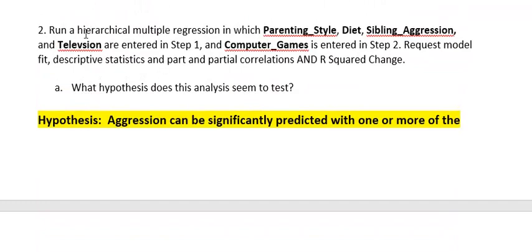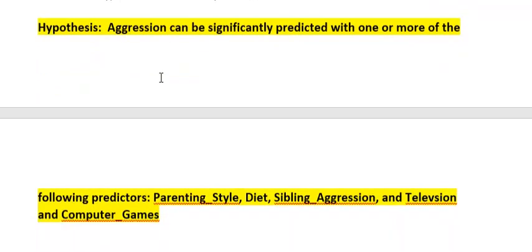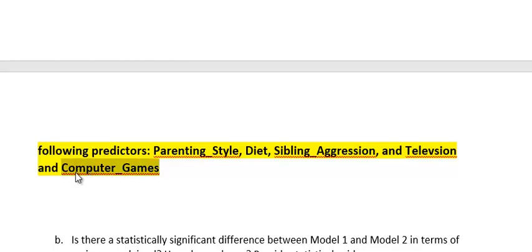Or he might think about it like this. Because it's a hierarchical regression, he might want you to answer the question about computer games, like will adding computer games to the model make it a stronger predictive model or not? So we might be asking for a hypothesis that adding computer games to the other 4 makes it a more significant predictor. But I'm not 100% sure what he's looking for there.